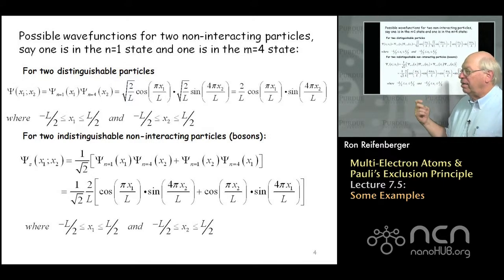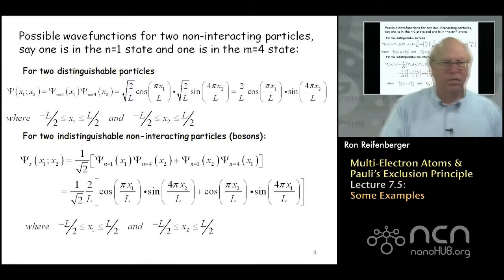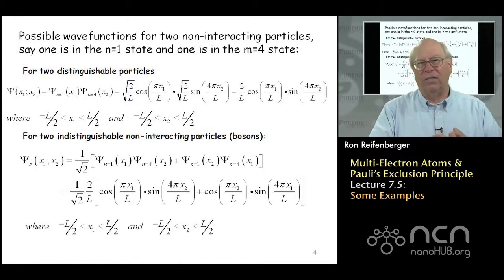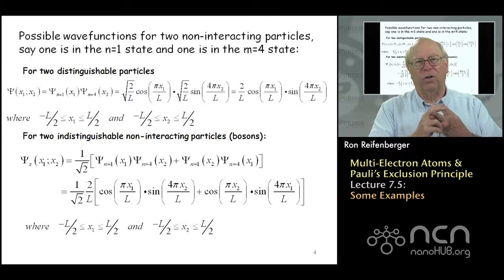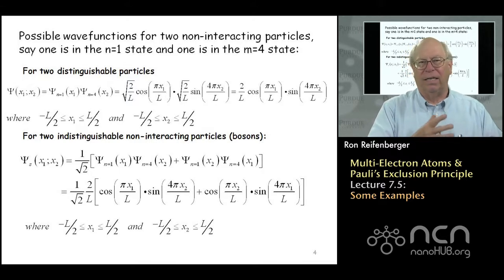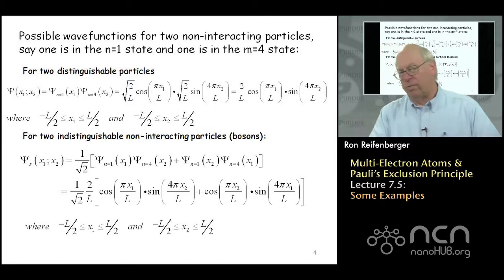And as you recall, we've got three cases to consider. The first case is if the two particles are distinguishable, one with respect to the other. The second and third cases are if the particles are indistinguishable, so we can't tell the difference between them. We then have the symmetric and the anti-symmetric wave functions that we have to sort through.